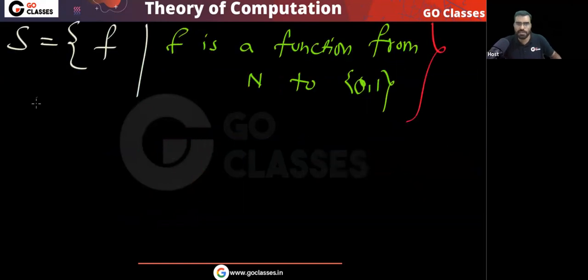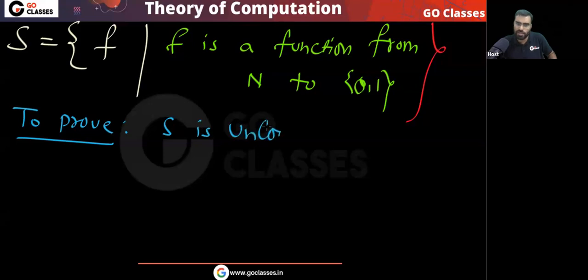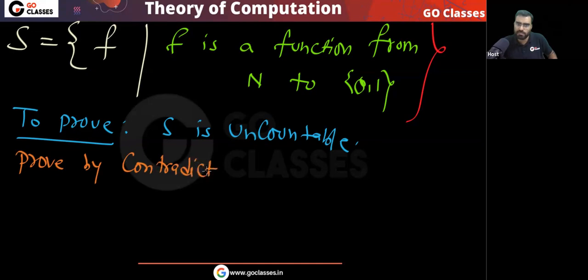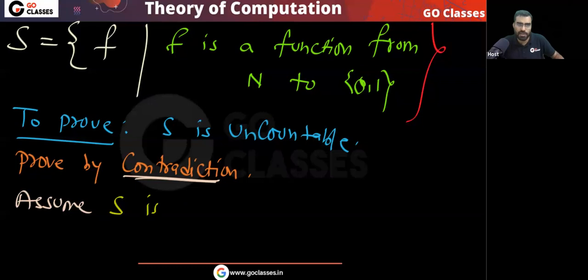Now let's prove that this S is uncountable. We need to prove that this set of all functions, S, is uncountable. So we will prove by contradiction. Please take your copy and pen if you can. I want to prove that S is uncountable, so I will assume S is countable.